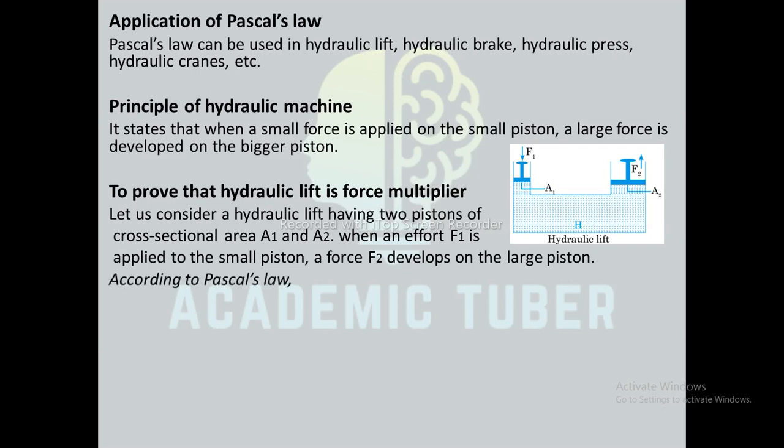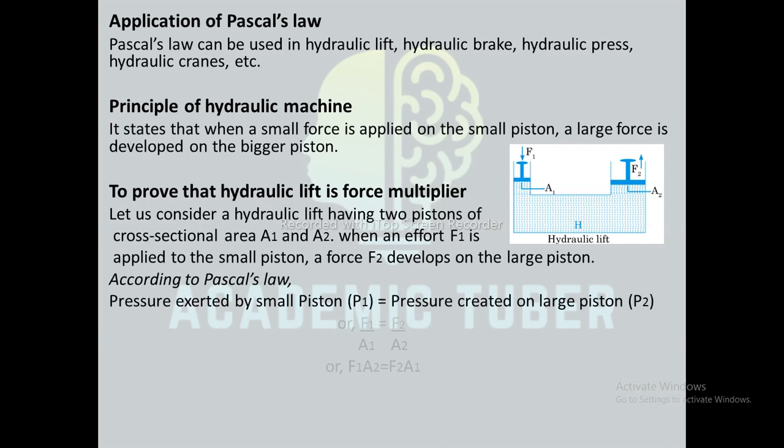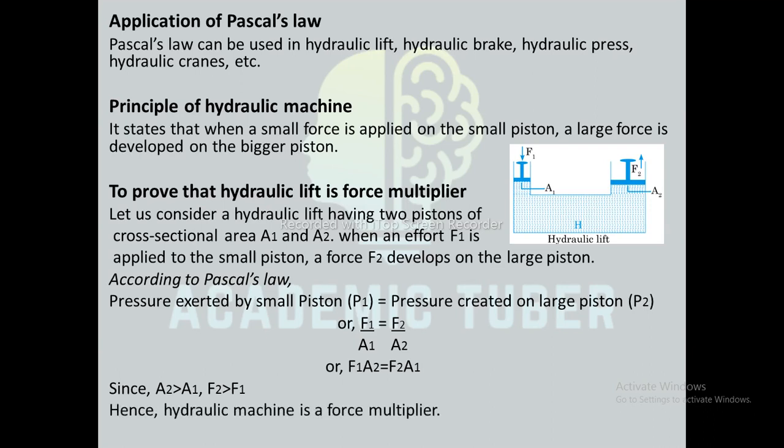As per Pascal's law, pressure exerted by the small piston P1 equals pressure created on the larger piston P2. That is, F1 by A1 equals F2 by A2. While doing cross multiplication, we get F1 A2 equals F2 A1. Since A2 is always greater than A1, F2 is greater than F1. Hence, we can conclude that the hydraulic machine is a force multiplier.